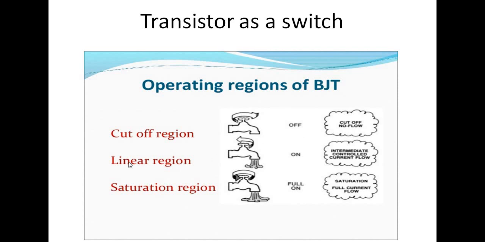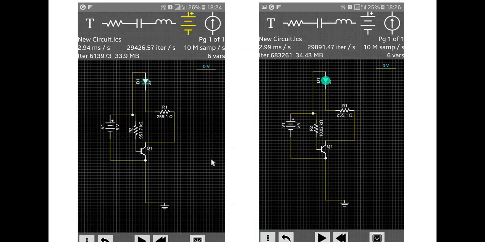So we don't operate the BJT in the linear region in all these multivibrator applications. Multivibrator applications use the cutoff region and saturation region of the BJT. We don't talk about the linear region.